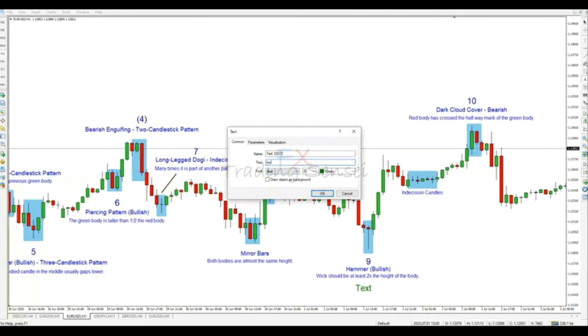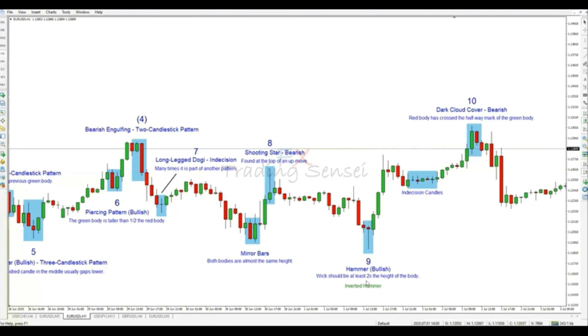And I'm going to make it green. It is a bullish pattern as well, and it looks like this. It looks like a shooting star, but it's found at support. Okay, so let me just edit this so you'll have this for review.